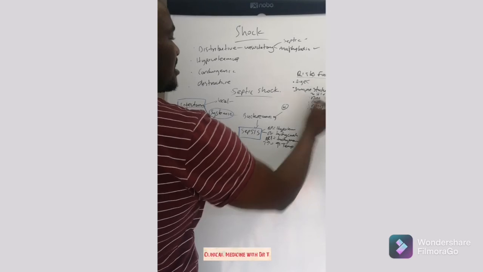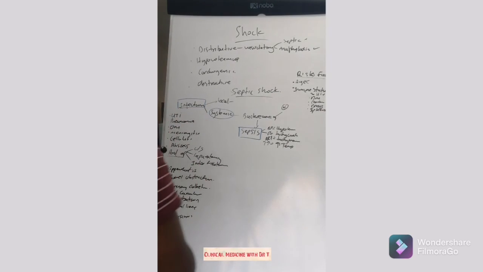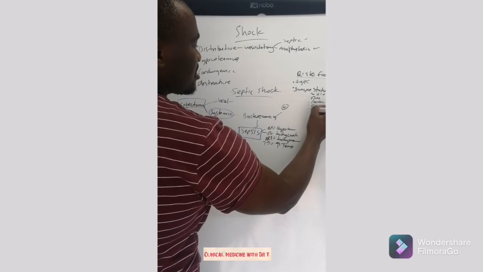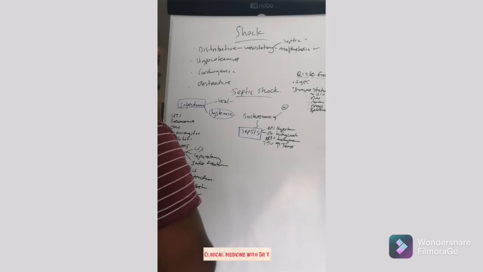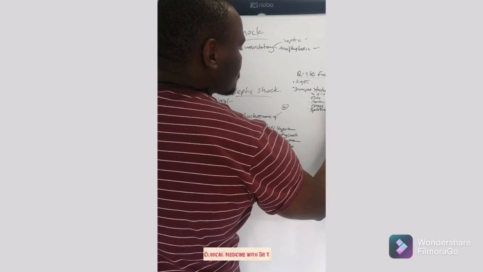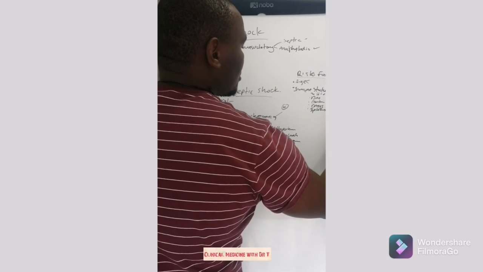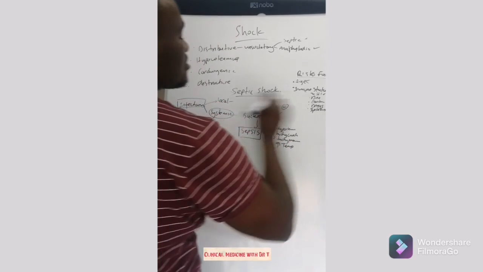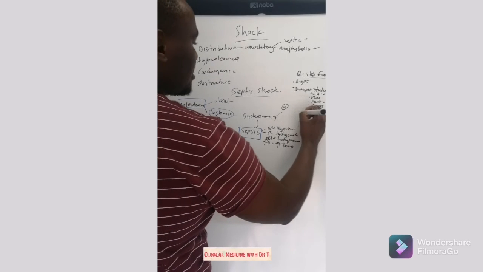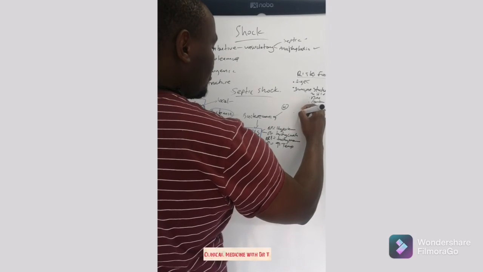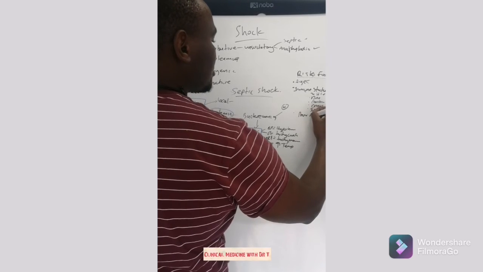Remember, the spleen plays a very important role in the immune system, in the production of complements and that type of thing. So splenectomy, and also, what else? Someone who's got a poor nutritional status.